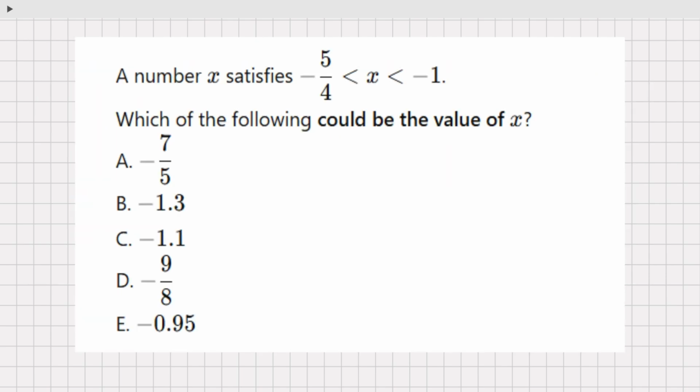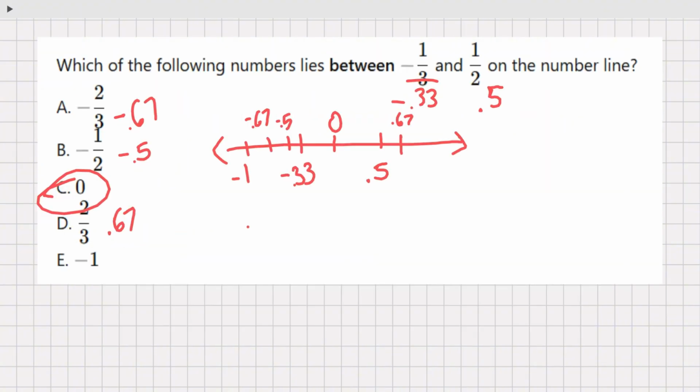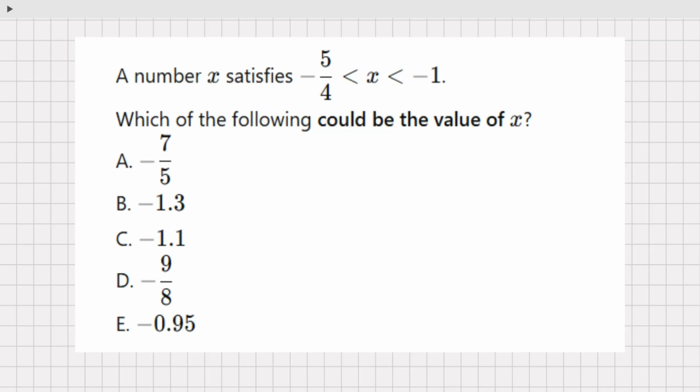And then we move on to an even tougher question. This is one of those, it's probably going to be worded like this on the ACT because it's just throwing all this math jargon. But it's literally the exact same problem as this one right here, but it's just throwing out crazy math jargon. A number x satisfies negative 5/4 is less than x, which is less than negative 1. Which of the following could be the value of x? So you're just looking for a number that fulfills or satisfies this statement here.